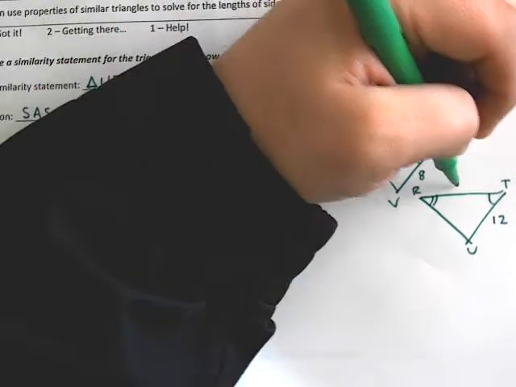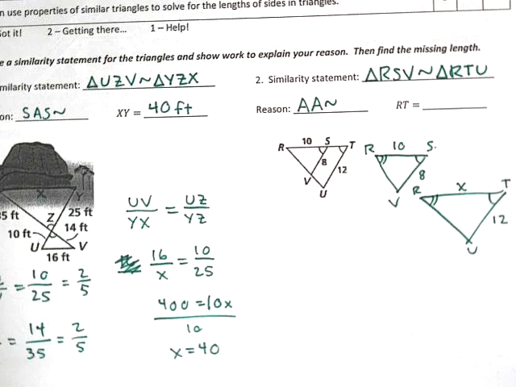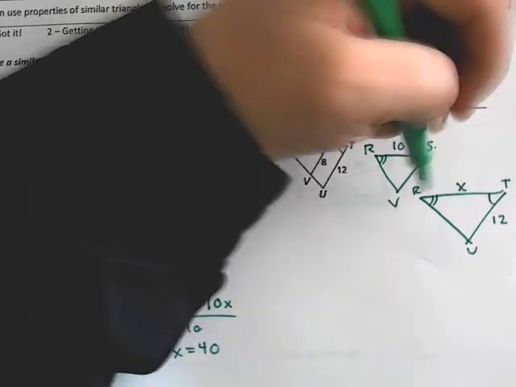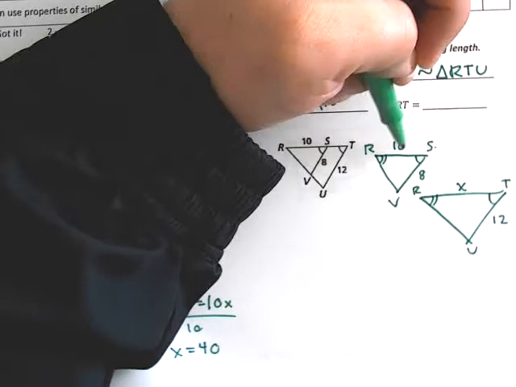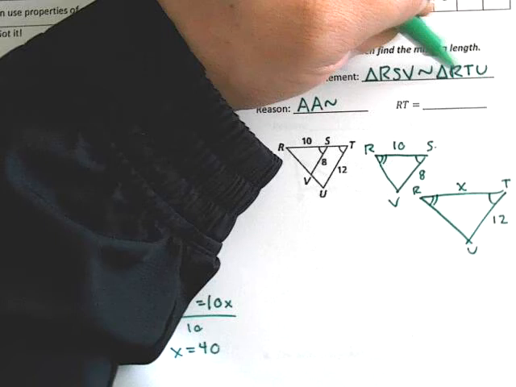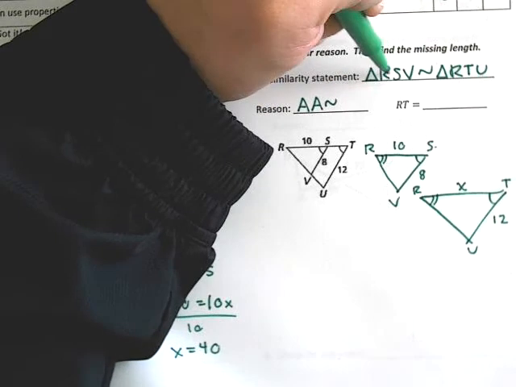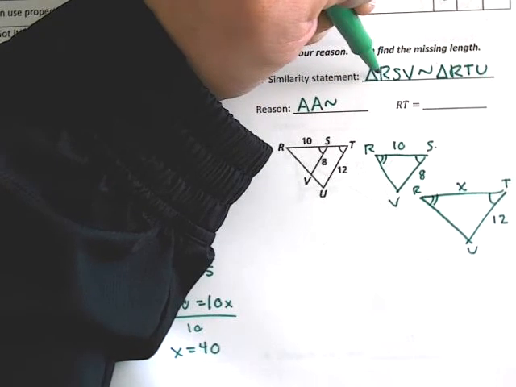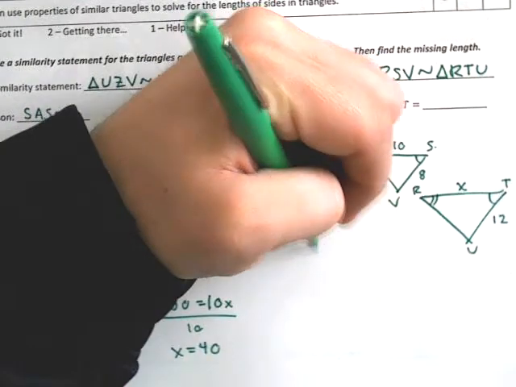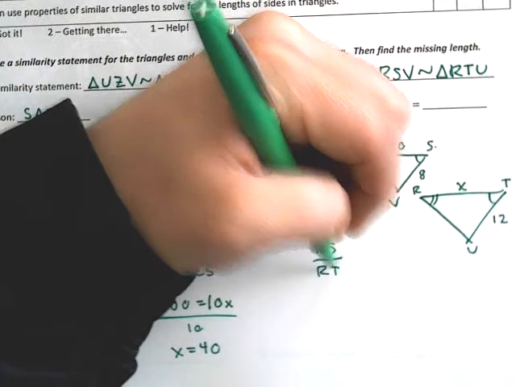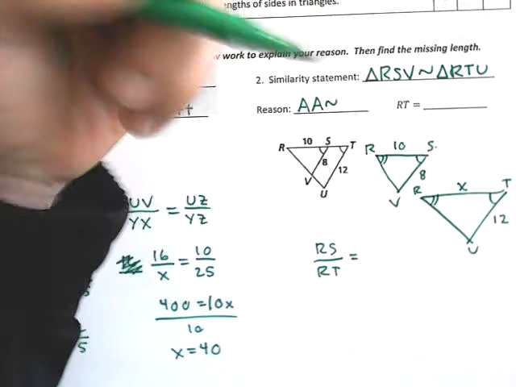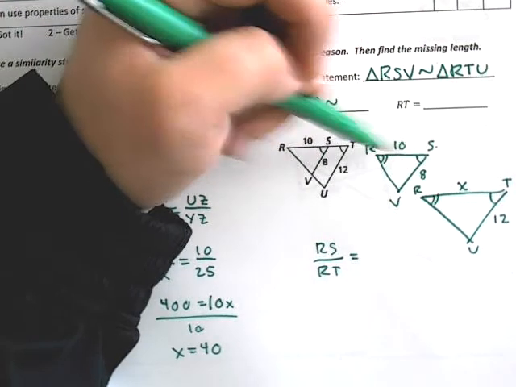Now the last thing, I'm trying to find RT, so I'm going to put a variable there so I know what I'm looking for. And now I just have to figure out the proportion correctly. So if I'm trying to find RT, I know RT's first and second letter has to line up with the first and second letter of the first triangle, okay? So RS, RT, RS, good, we have that.